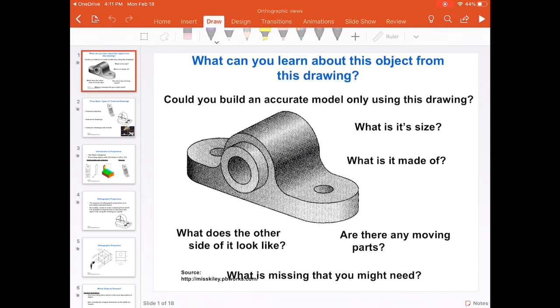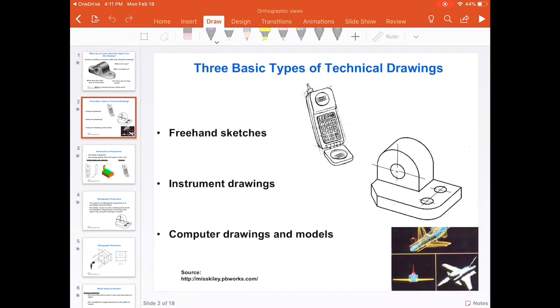So let's talk about what types of drawing we can have. The first type of technical drawing is freehand sketches. Freehand sketches are used to communicate with other people. For instance, if you want to show them what your idea looks like, you draw a sketch of the idea.